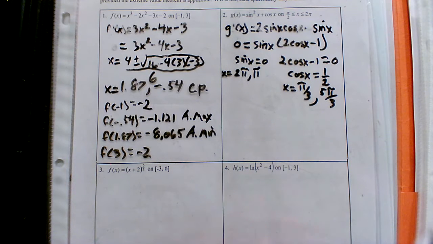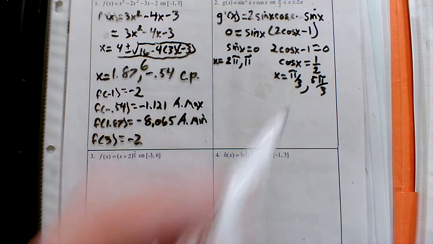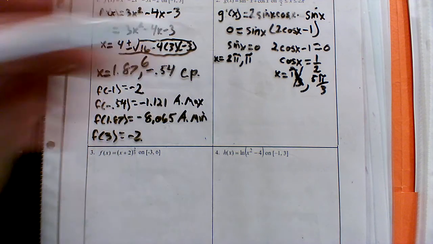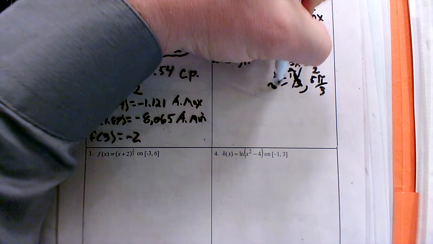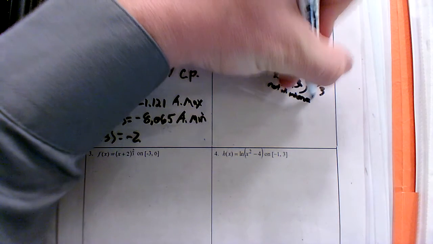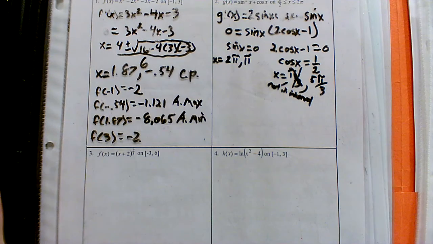Are both of these within the interval? Pi over 3 is not. No, scratch that one out. We can't use that one. It's not in the interval. If you want to make a note, write: not in interval. So we're not saying that it's not a critical point. We're just saying it's not a critical point within our interval, because we have a specific spot we're looking at. So we don't need to worry about that value.